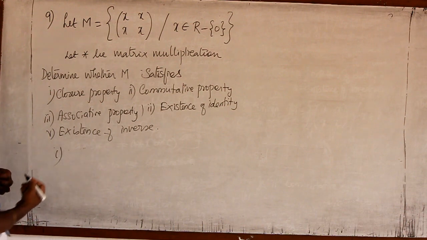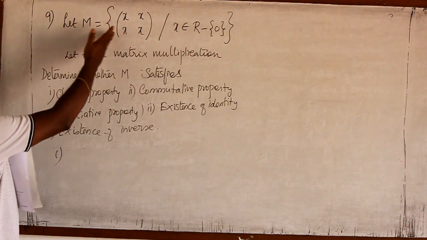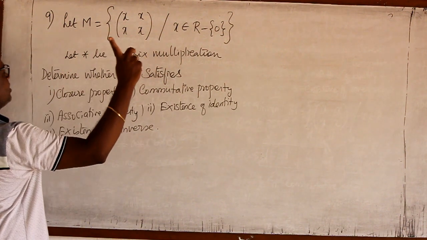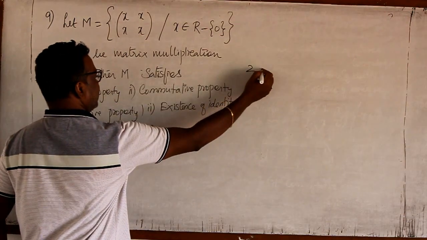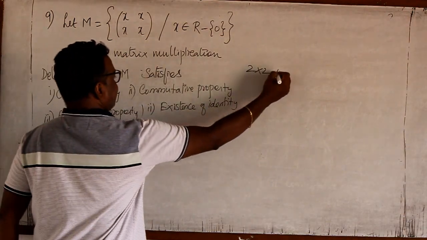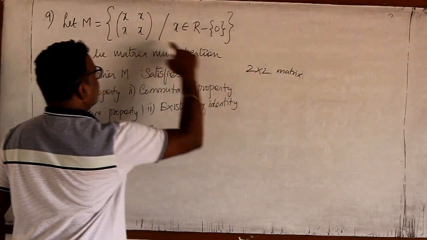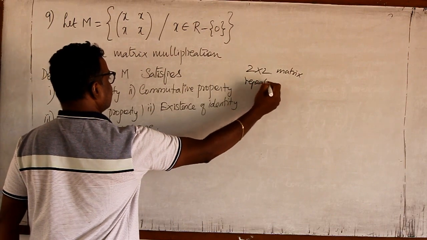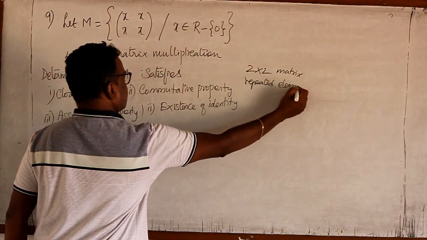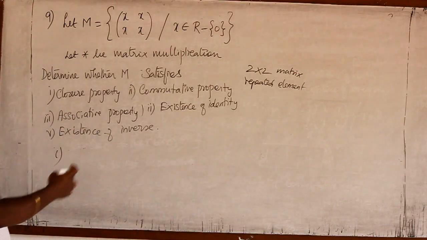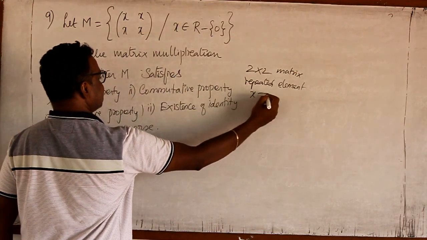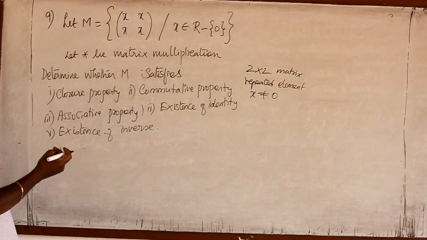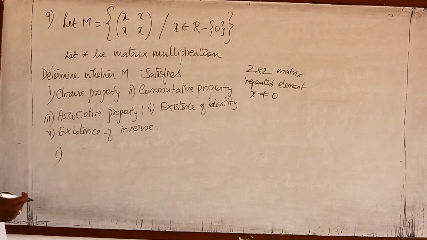Now, before going to this closure law, try to understand what sort of set is given. First observation, they gave a 2 by 2 matrix. Then, in that matrix, all the numbers are same, that means the same number is repeated. Then third observation, X is not equal to 0. So they are collecting the elements of this form: a 2 by 2 matrix, repeating element and also non-zero element.